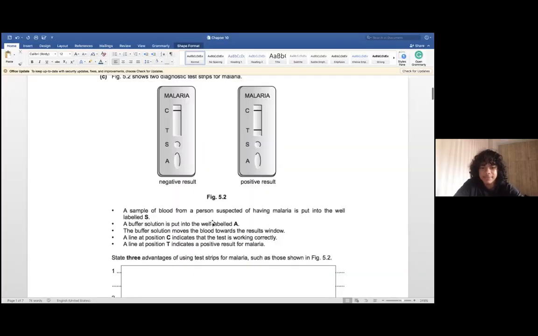A sample of blood from a person suspected of having malaria is put into the well labeled S, and a buffer solution is put into the well labeled A. So you put the blood into here, and a buffer solution is put into here. So the buffer solution moves the blood towards the result window over here, and a line at position C indicates that the test is working correctly. So a line at position T indicates the positive result for malaria.